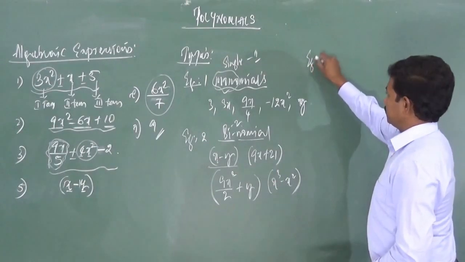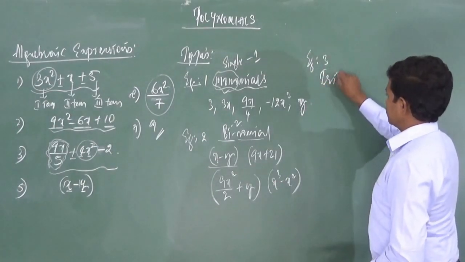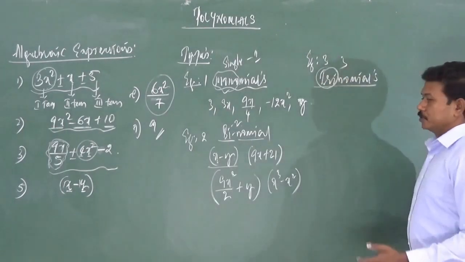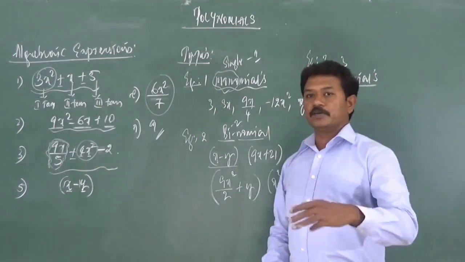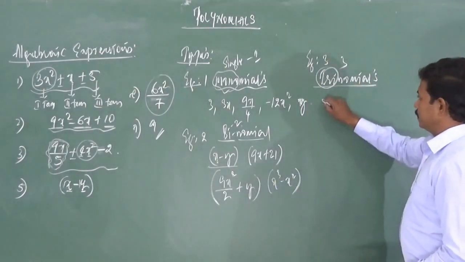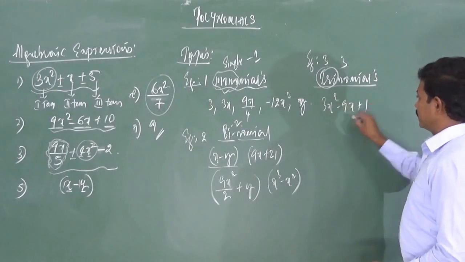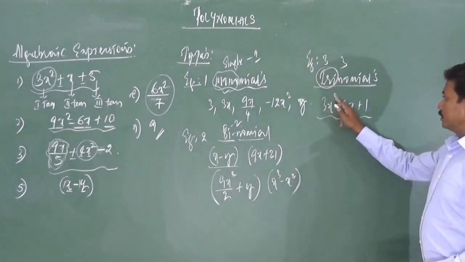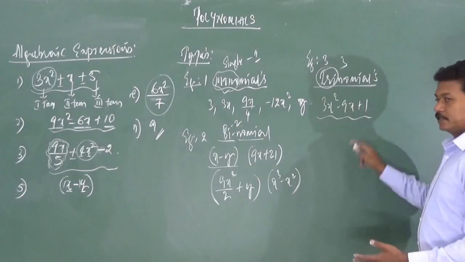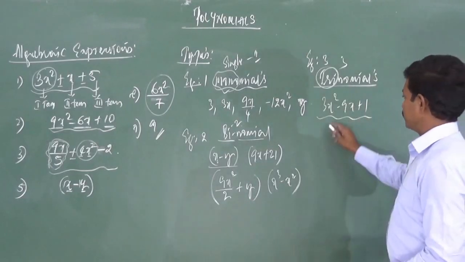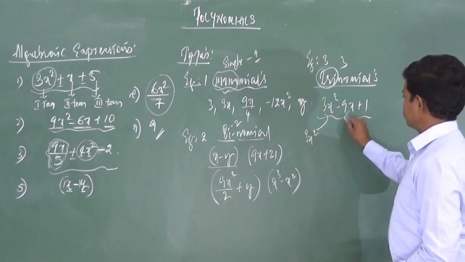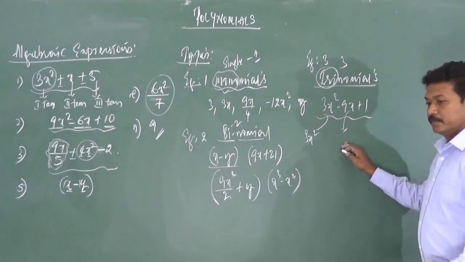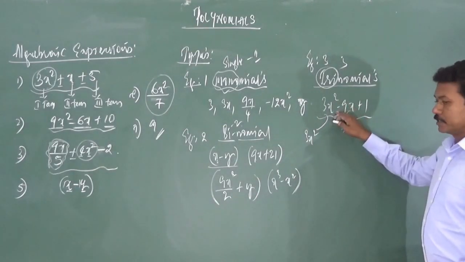Let us go with example 3, trinomials. Tri stands for 3. An algebraic expression having 3 terms is called a trinomial. For example, 3x square minus 9x plus 1. It's an algebraic expression having 3 terms. 3x square is the first term, minus 9x is the second term, and 1 is the third term. We should be able to differentiate this. 3x square is one of the terms. Many students just take 9x and call it the second term. But for the second term you have to consider the sign also.